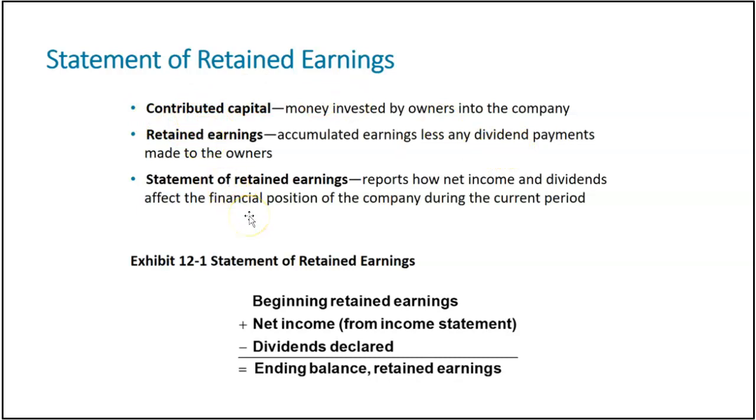And the statement of retained earnings shows how net income and dividends affect the financial position. So when you think about this statement, think 4 pieces, okay? So a beginning retained earnings plus net income minus dividends declared equals the ending balance. And that's it. You might want to add something else in here, or you might want to take dividends and put them over on the income statement. No, they all belong right here. Okay, 4 lines, that's what it is.